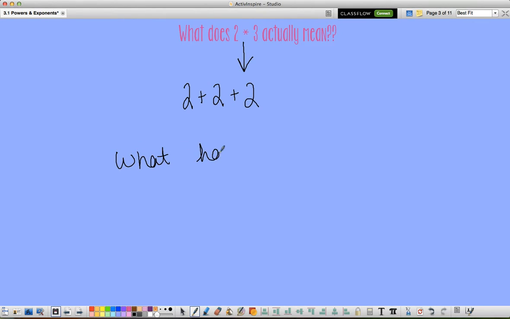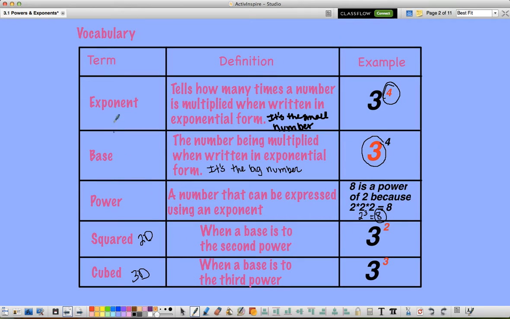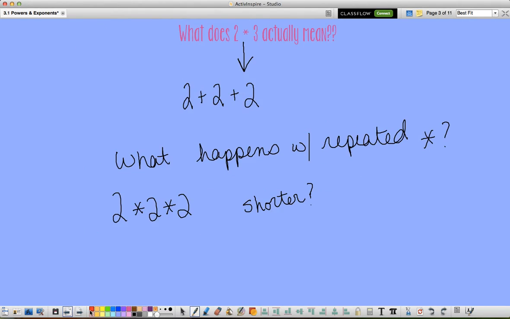And I'll write this down. It's repeated multiplication. So let's say now that I have 2 times 2 times 2. Can I make this shorter? Well, if you look at your definition of exponents and bases, it tells you that the exponent tells you how many times a number is being multiplied, and the base tells you what number is being multiplied. So in this case, your number has to be the same. So it has to be repeated multiplication of the same number.